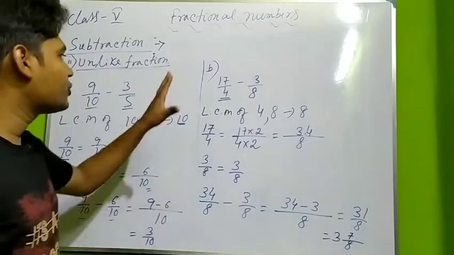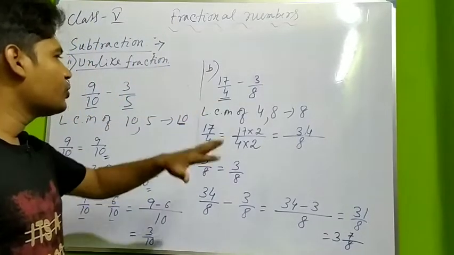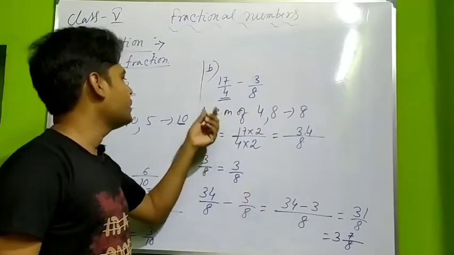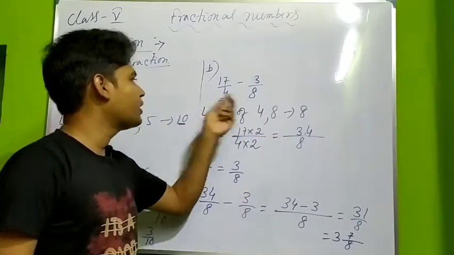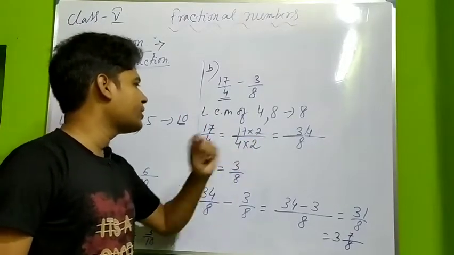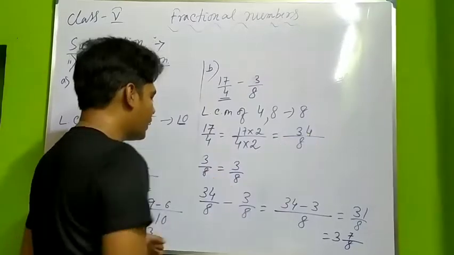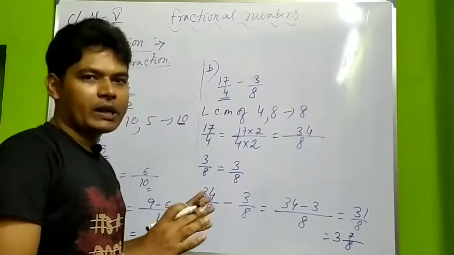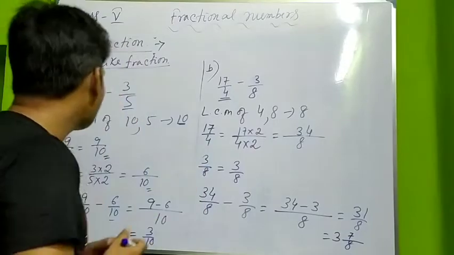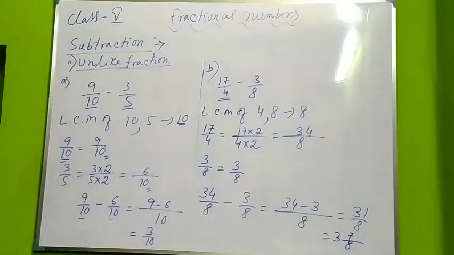So all of you understood this. At first, nothing to do here. In the improper form, whatever is given, at first you take the LCM of both the denominators, then you convert the unlike fractions into like fractions. Okay, then you subtract by applying the method of subtraction of like fractions. Okay, now we will take a mixed number.